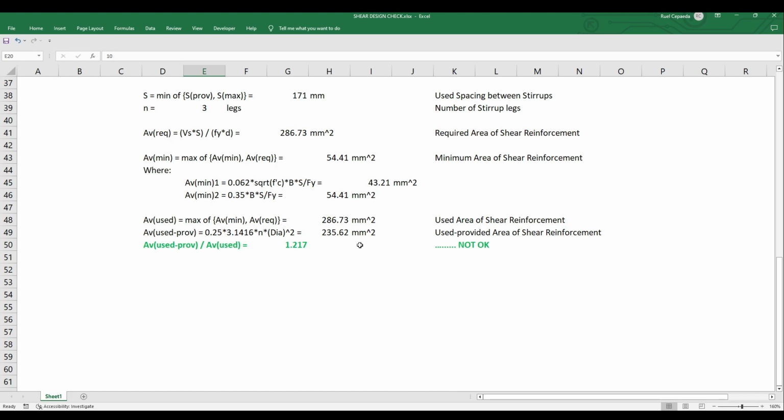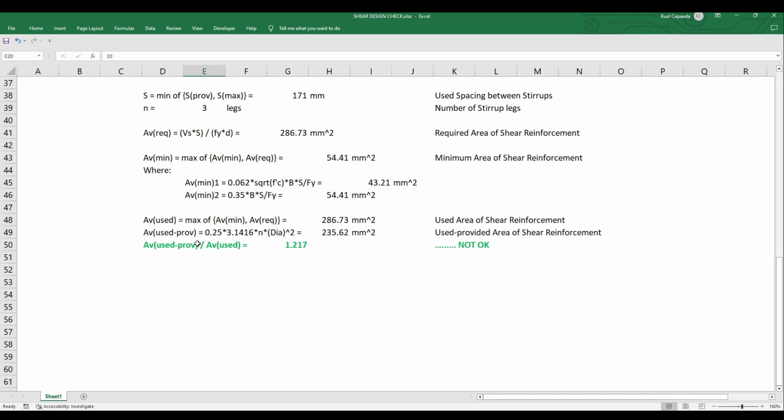Then we need to compare it to the provided area of the shear reinforcement, which is 0.25. The one that we had provided, we need to compare to the maximum. Of course, this is the area of the reinforcement: 0.25 times 3.1416, or this is the pi equivalent, times the n, of course, the number of stirrups or the legs, times the diameter squared, is 235.62. So this is the provided area of the shear reinforcement.